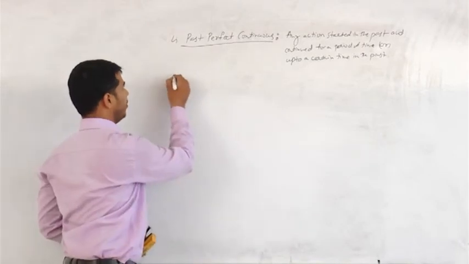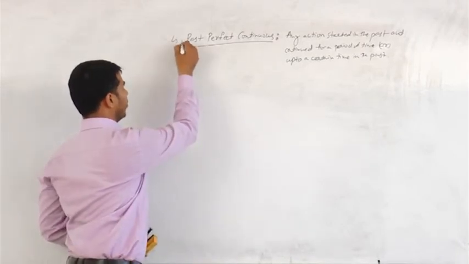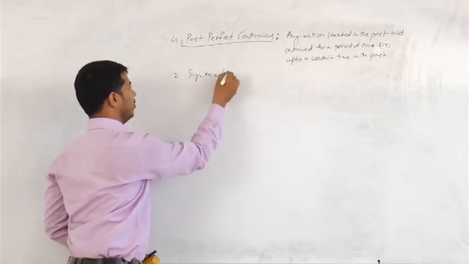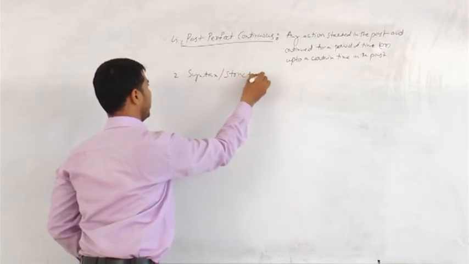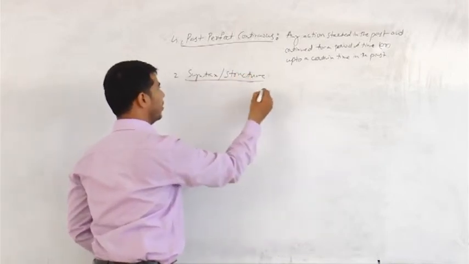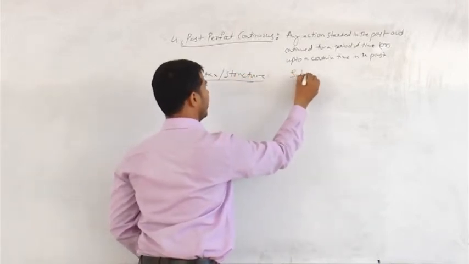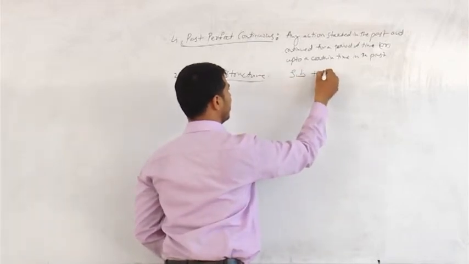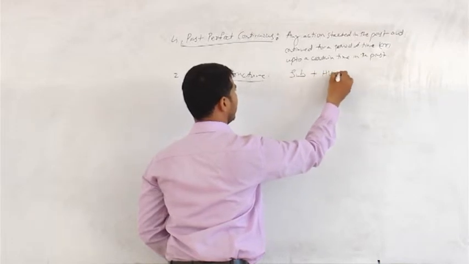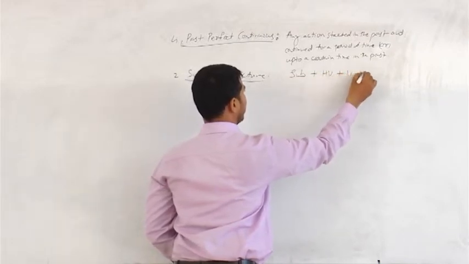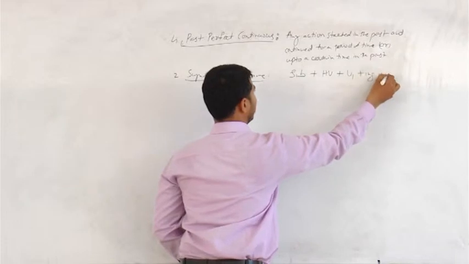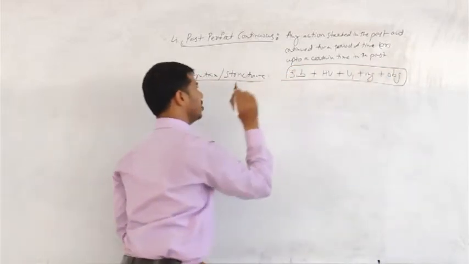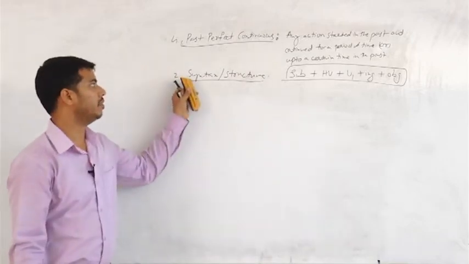Okay, now let us see the syntax or structure as usual. Coming to syntax and structure, here once again it is a little easy because of a single helping verb. Subject plus helping verb plus V1 plus ing plus object. This whole thing is called the structure or syntax for past perfect continuous.